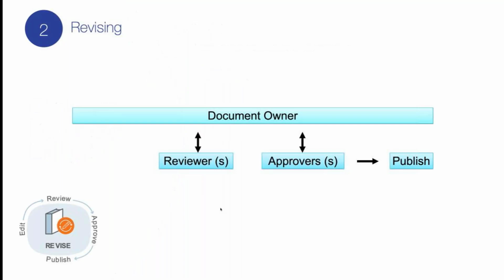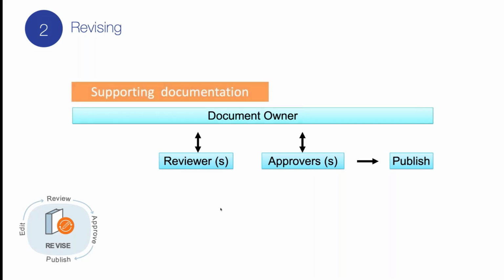Okay, I'm going to cover off revising. Revising can be done either manually or as part of the periodic review process. The revising process is similar to the creation process, where the doc owner receives a request to revise a document. They have the ability to identify the participants, like the reviewers and the approvers, and then based on the approvers, the revised document can get published.